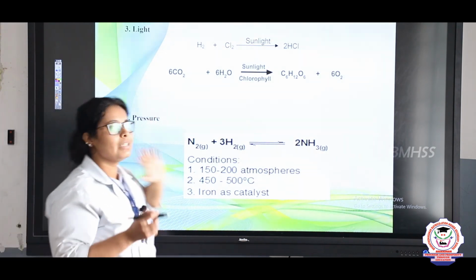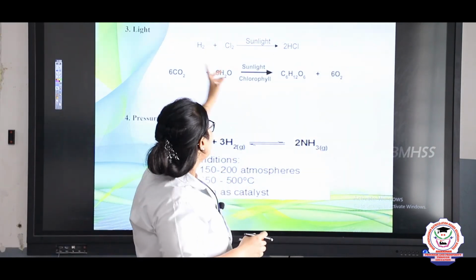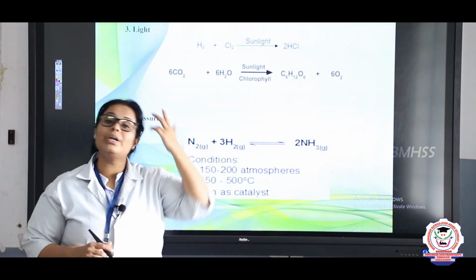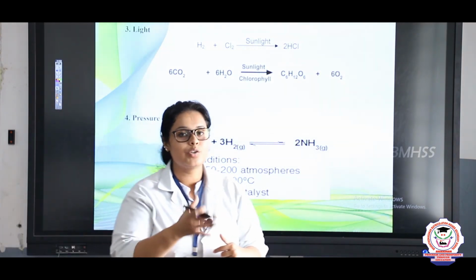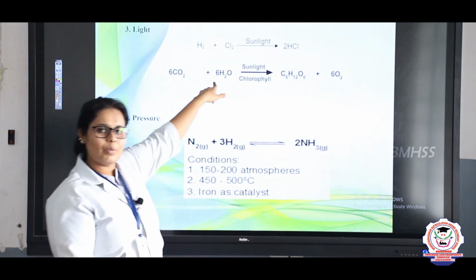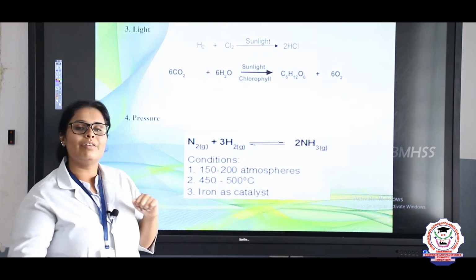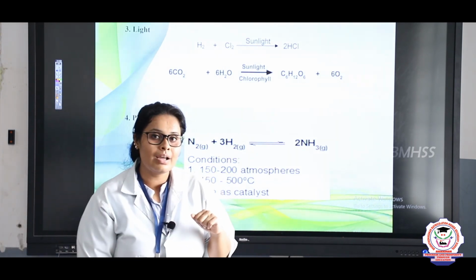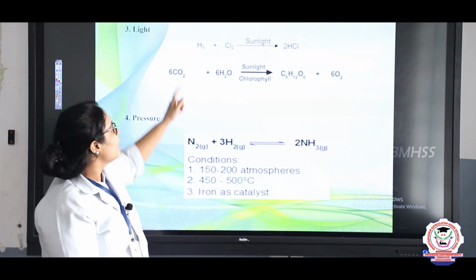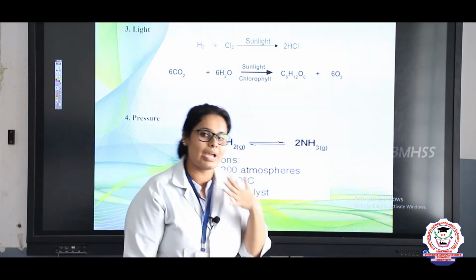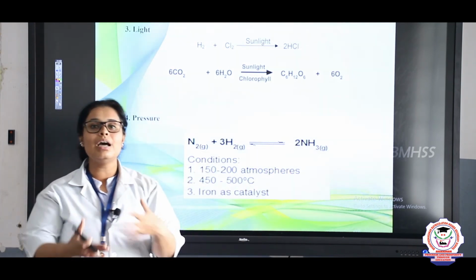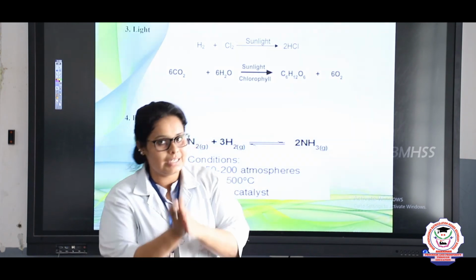light. So using light also, many processes are done. First is H2 plus Cl2. In the sunlight it will give HCl. What is HCl? HCl is hydrochloric acid. In the same way, what reaction is this? Can you tell me what this reaction is? Okay, Vandana, you tell me. Or else Aishwarya, tell me what this reaction is. Yeah, very good. This is the photosynthesis reaction. So in this also sunlight is required, and chlorophyll is the pigment present in the leaves.